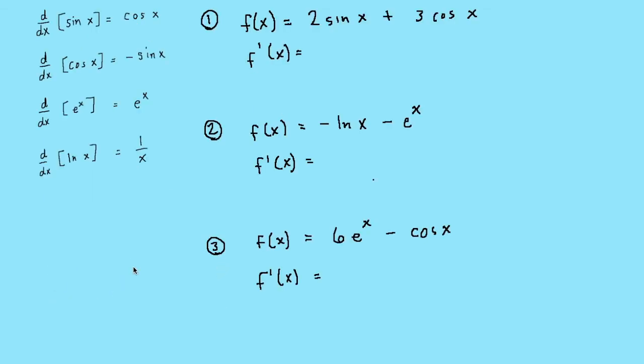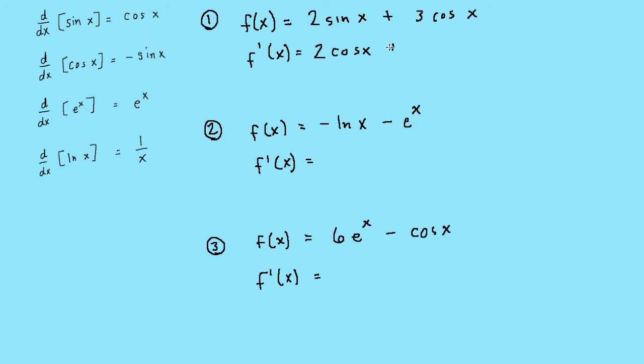Now let's take a look at some examples of problems that you'll see with these derivatives. The first one says f of x equals 2 sine x plus 3 cosine x, and f prime of x, or the derivative, is equal to what? So when you're taking the derivatives of these, if you see a constant out front, that's not going to change the derivative at all. In fact, it just remains in place. So the derivative of 2 sine x is just 2, and then sine x, the derivative of that is cosine x. So we'll put 2 cosine x.